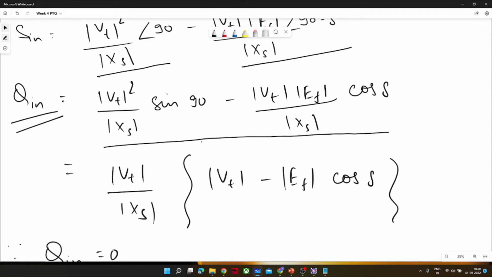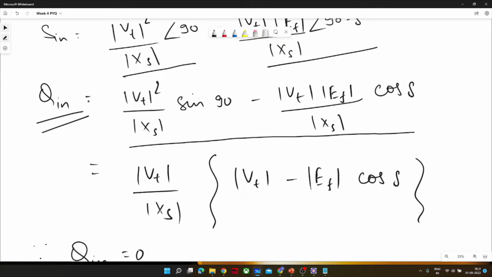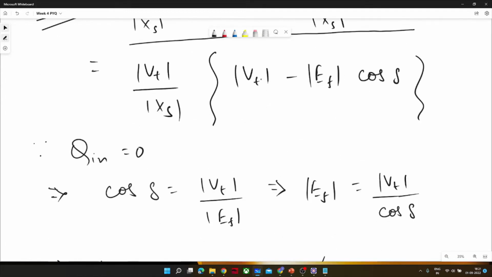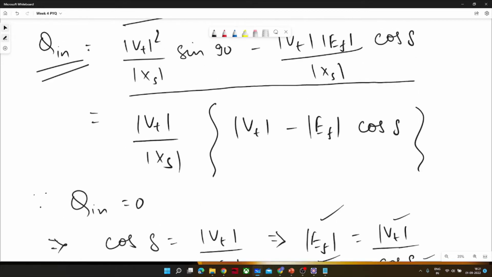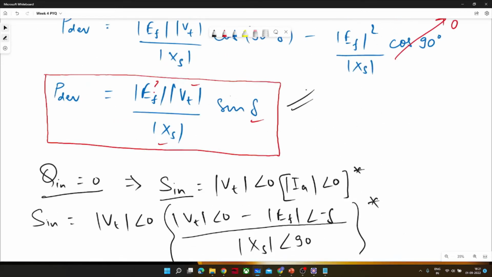Now, we segregated this equation with Vt by Xs, Vt minus EF cos delta, and we have to equate it to 0. So Vt is equal to EF cos delta if I equate it to 0, right? So cos delta comes out to be Vt by EF. And here I wanted to know EF because everything else was given. Vt was given, delta was given. If we know the magnitude of EF, we can calculate the power developed from this equation, right?